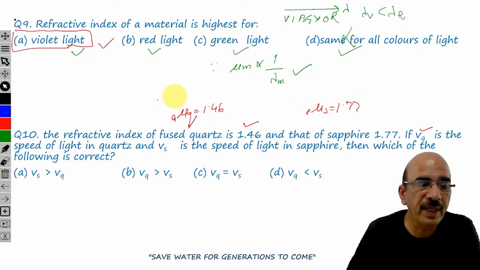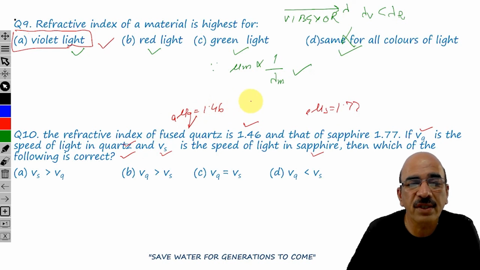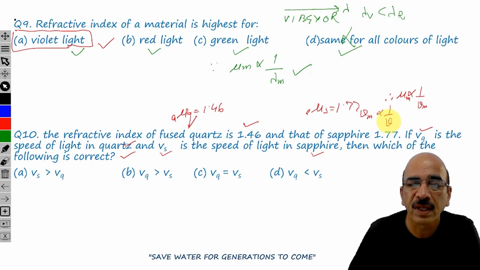If VQ is the speed of light in quartz and Vs is the speed of light in sapphire, then which of the following is correct? What relation have we discussed earlier between refractive index and speed of light? Try to recall. In the chat box, the answer has been given by Ashish Roy: the refractive index is inversely proportional to the speed of light in that medium. Or we can say that the speed of light in a medium is inversely proportional to the refractive index of that medium.